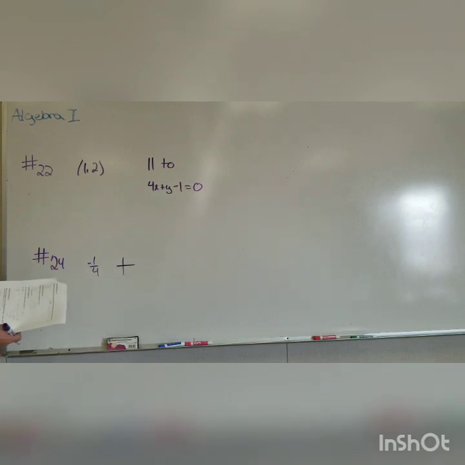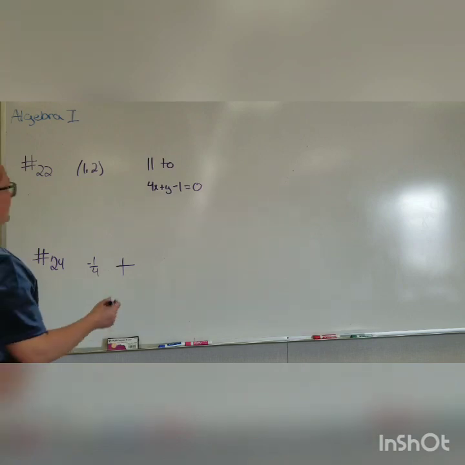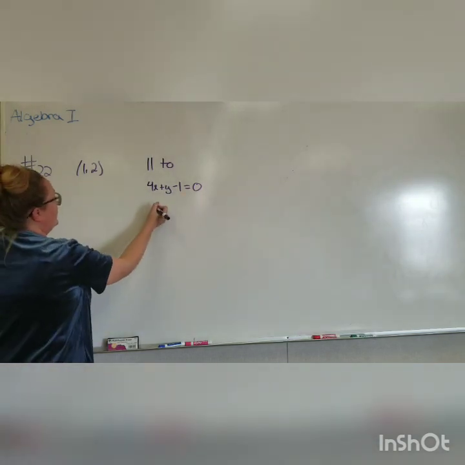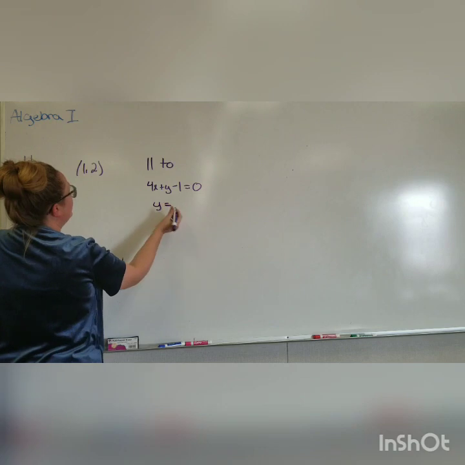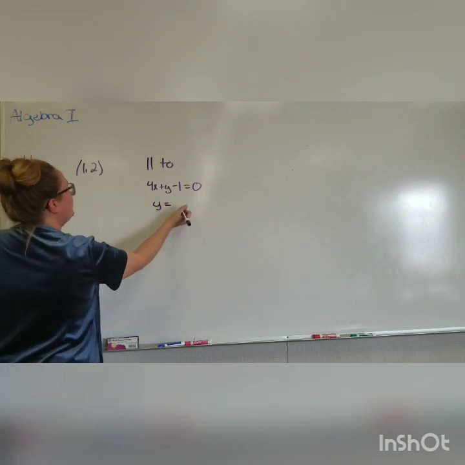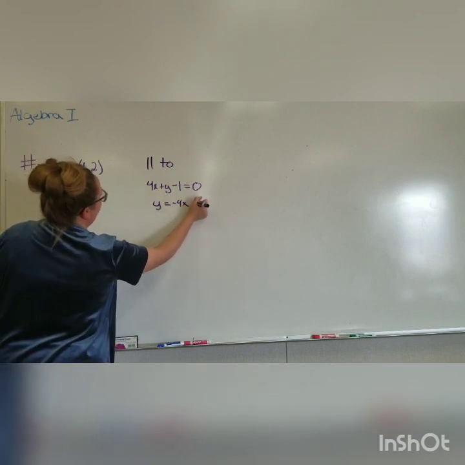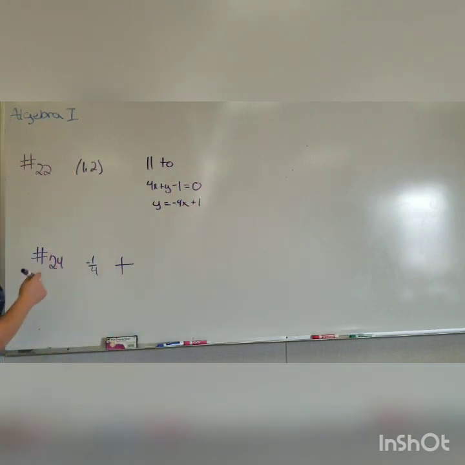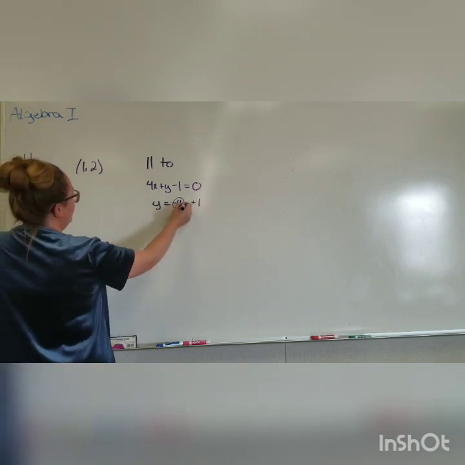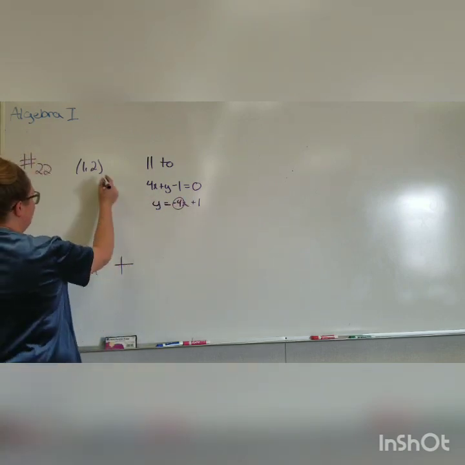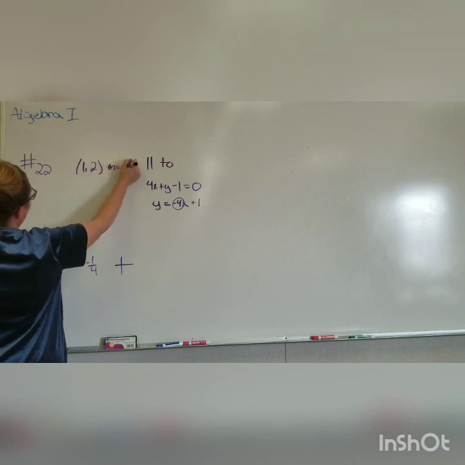So to find the slope of this line, we're going to put it into slope-intercept form, which means we're going to move everything but y to the other side. So leaving y right here, we're going to move 4x over. It's positive, so on this side it's going to be minus, and the 1 was negative, now it's going to be positive. So the slope of this line, y = mx + b, is negative 4. That's the same slope as this line because the lines are parallel.